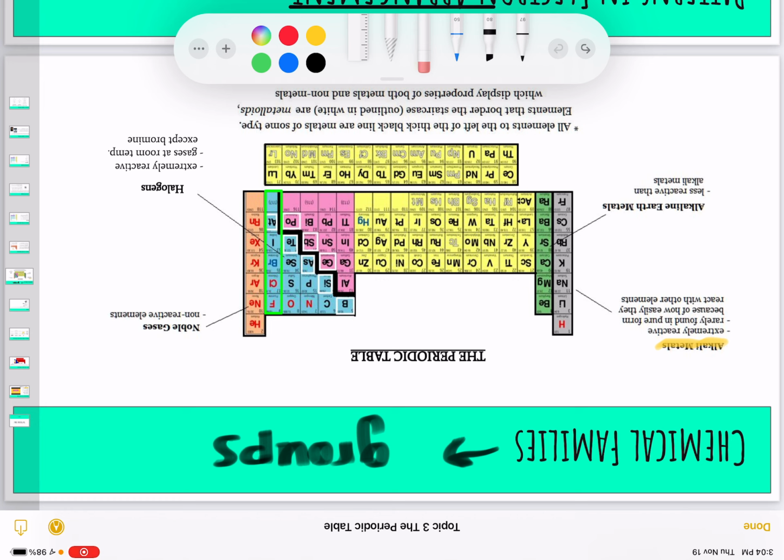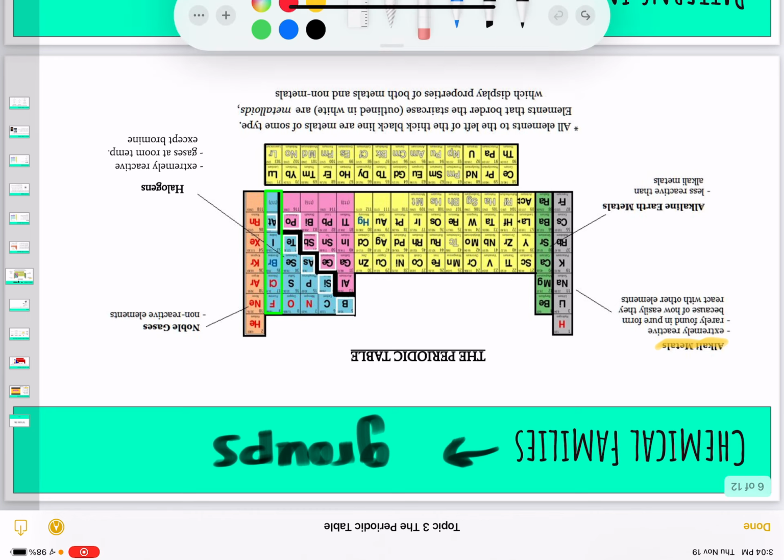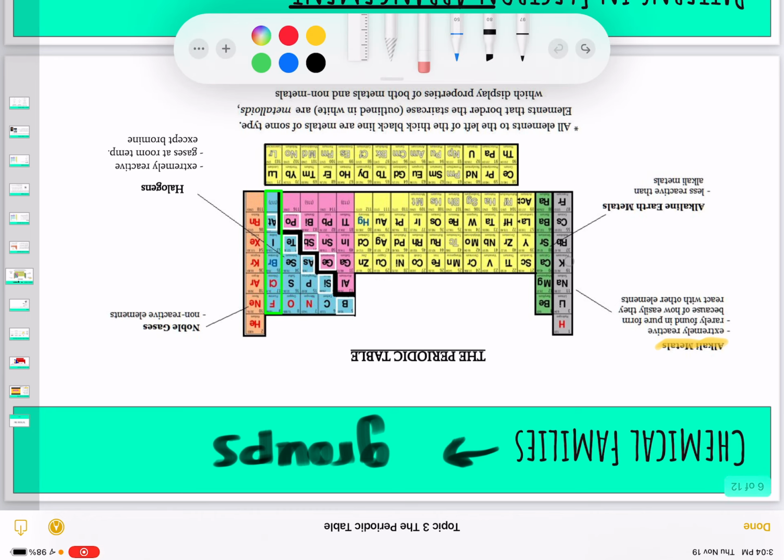And alkali metals are extremely reactive. They are rarely found in pure form because of how easily they react with other elements. So that's what I was telling you about potassium, for instance. You're not going to find potassium in nature, and if you do, it probably has already reacted with something else. So pure potassium is very difficult to find, and I will link a video of how reactive these things are.